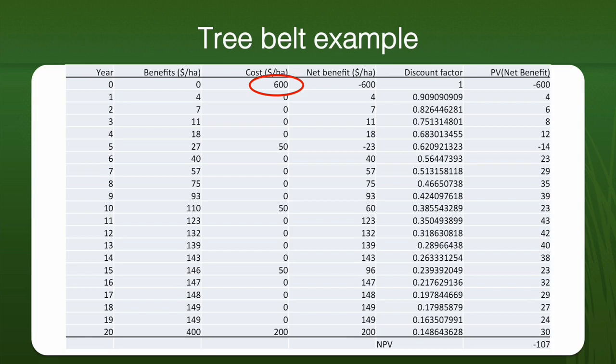In year 0, you don't discount any benefits or costs that occur. If you look across to the discount factor column, you can see that the discount factor is 1. It gets multiplied by the net benefit, so the net benefit doesn't change.